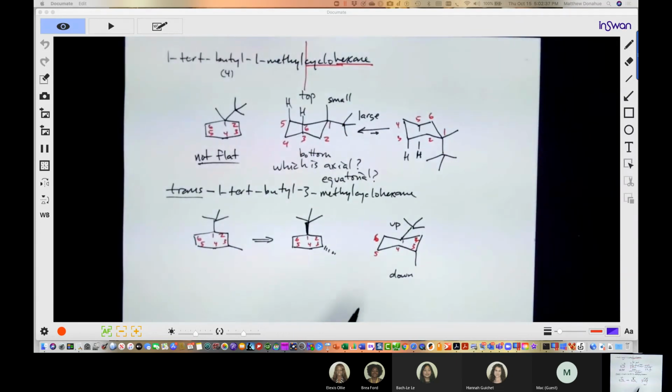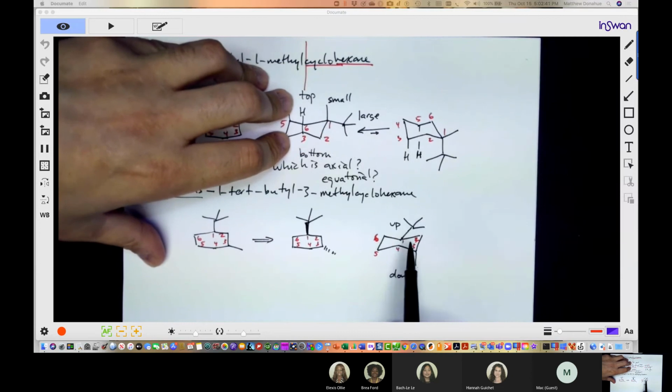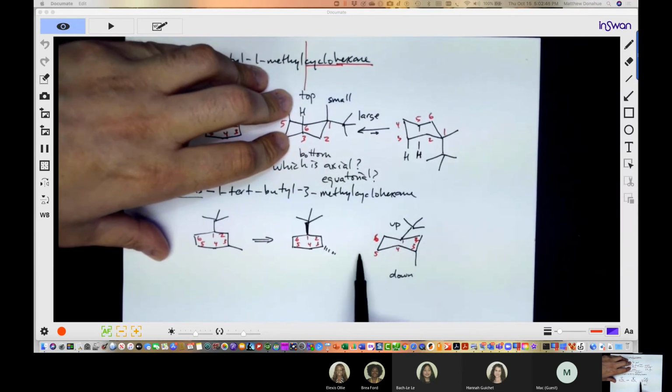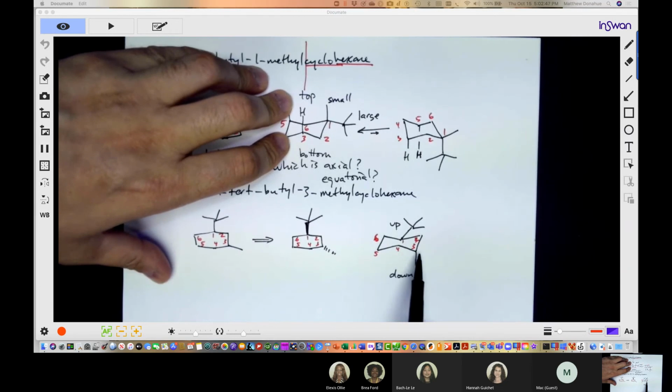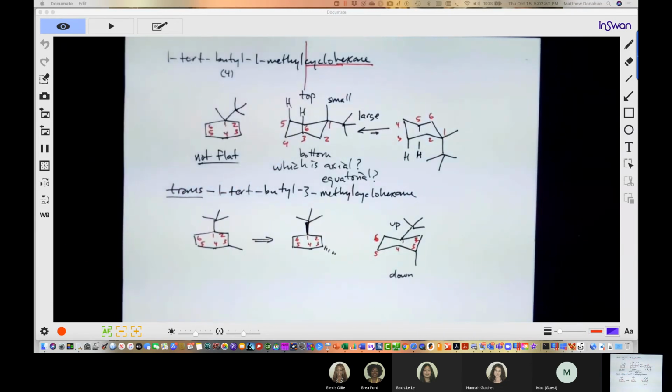Now, what you have to be cognizant of is that as you move from carbons 1 to 2 to 3 to 4 to 5 to 6, the axial-equatorial relationships change. So you really have to do it on a per-case basis. It's not good to memorize things so much.